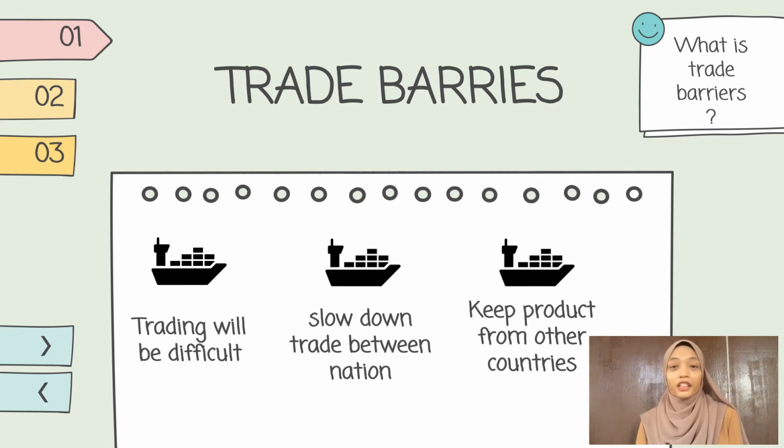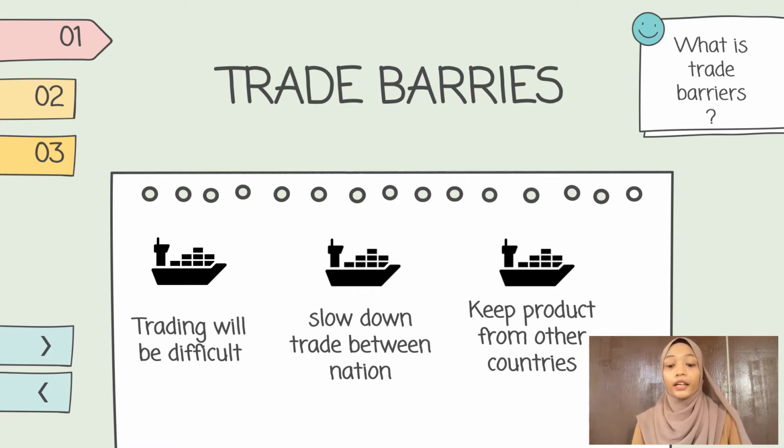The definition of international trade barrier is that government sets up trade barriers to restrict because they want to produce or sell their own products, or maybe for protection. In our slide, we already show you the three causes of international trade barrier. The first one is trading will be difficult. This is because before the goods or service are imported into another country, there are many instructions and steps that need to be followed.